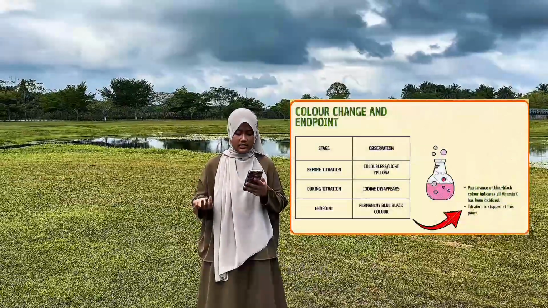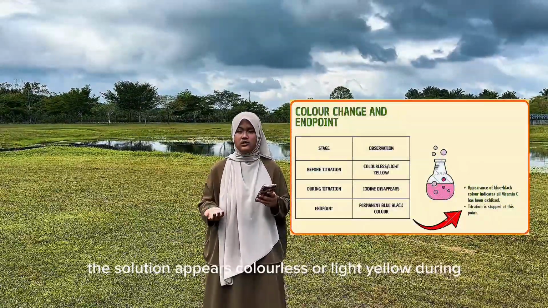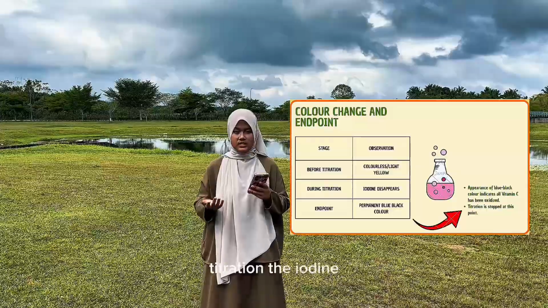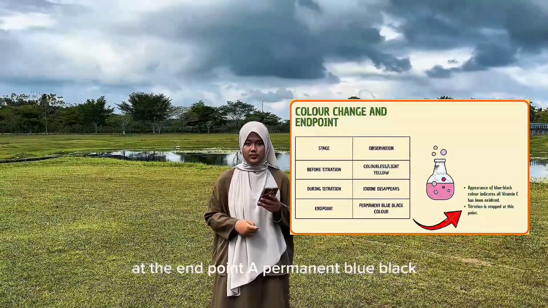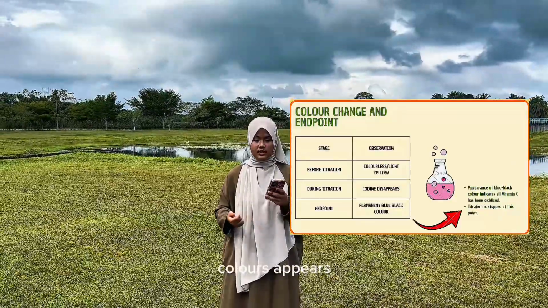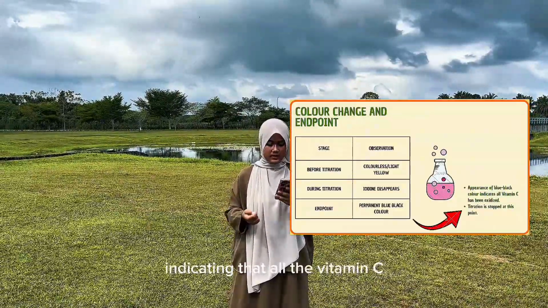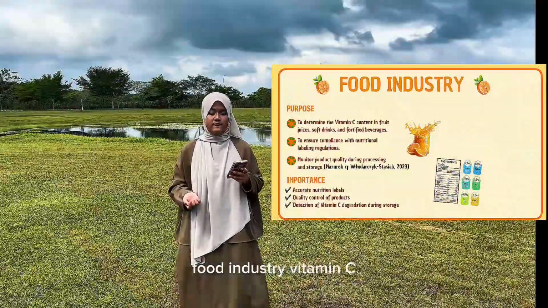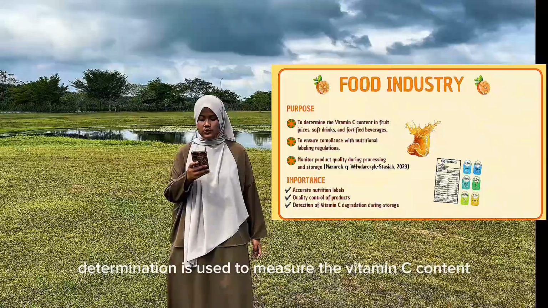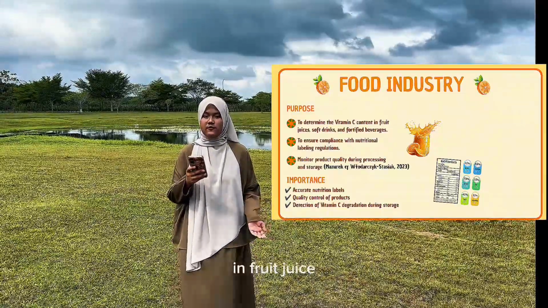For the titration, the solution appears colorless or light yellow. During titration, the iodine color disappears because it reacts with vitamin C. At the endpoint, a permanent blue-black color appears, indicating that all the vitamin C has been oxidized and the titration is complete. In the food industry, vitamin C determination is used to measure the vitamin C content in fruit juice, soft drinks, and fortified beverages.